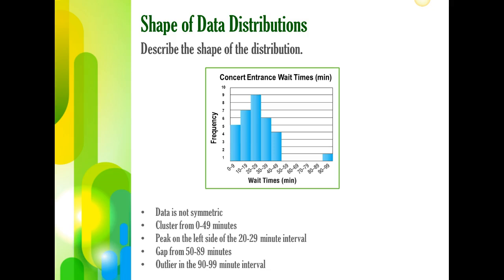There is a gap from 50 to 89 minutes where there is no data. And there was one person who had to wait in the 90 to 99 minute interval, and so we would call that an outlier since it's removed from the rest of the data. With a histogram, we also do not know the exact data values that make up the set, so we are unable to calculate any of the measures of middle, such as mean, median, or mode, or things like the interquartile range.